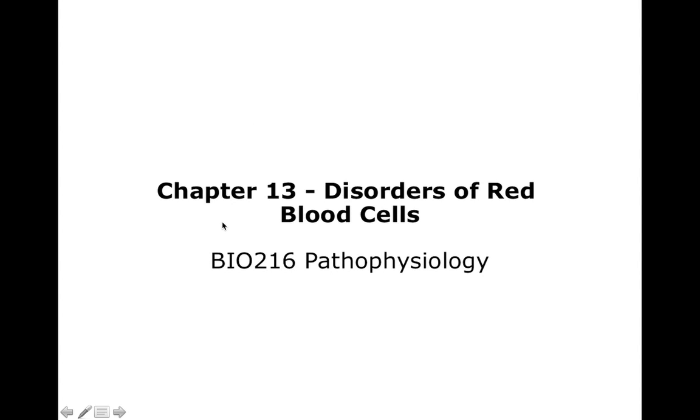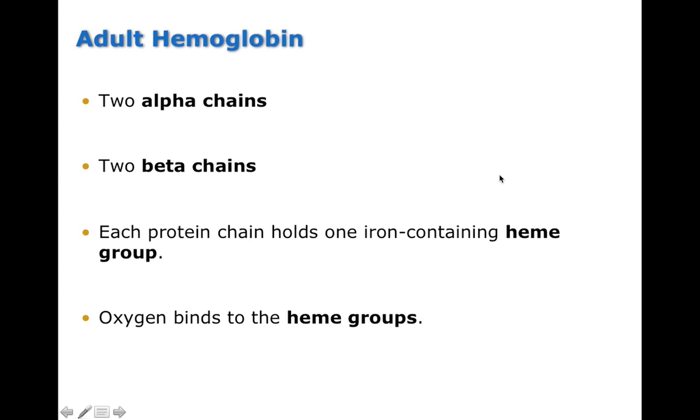All right, so in this video, we're going to look at Chapter 13, which is disorders of red blood cells. So remember, red blood cells are essentially a type of cell that lack most organelles and rather just contain a lot of hemoglobin. In fact, each red blood cell has about 250 million molecules of hemoglobin. And hemoglobin is a globular protein made of alpha and beta chains.